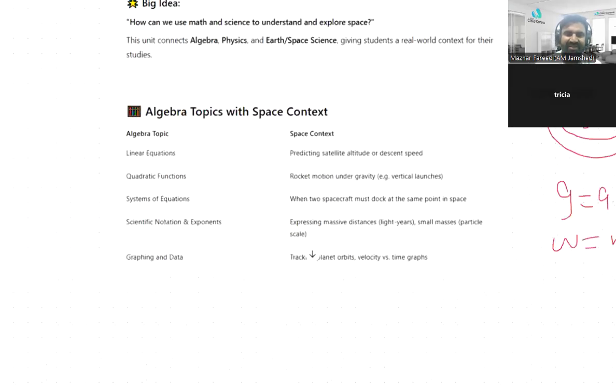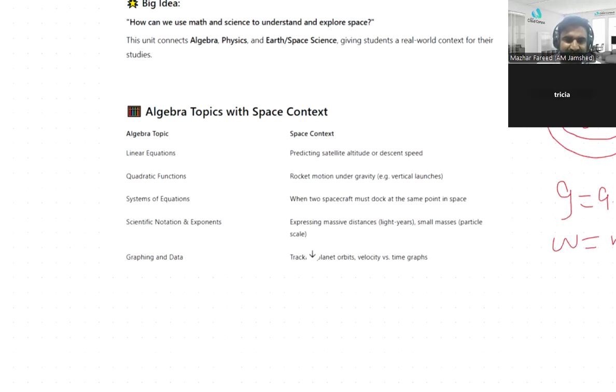Okay. The next point is to understand algebra in space exploration. Systems of equations are used to identify and measure the position and orientation of objects in space. When two spacecraft must dock at the same point in space, we can find it using their system of equations. So a system of equations helps to find the docking point. They can help identify each other and explore each other. This is a very useful phenomenon to identify and explore anything in space.